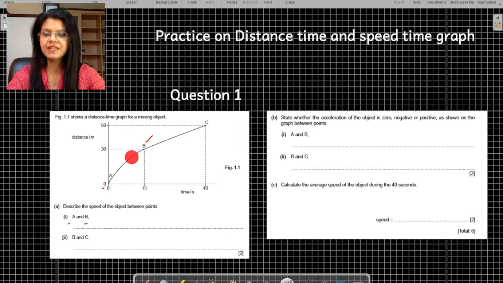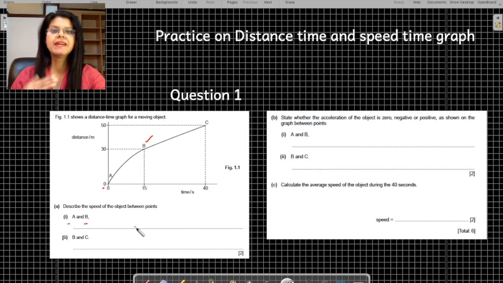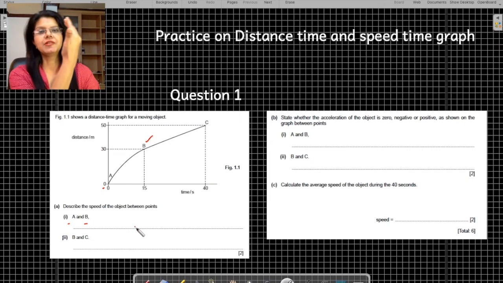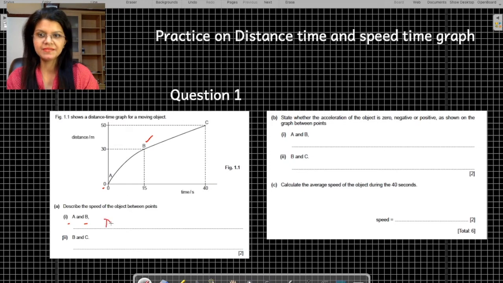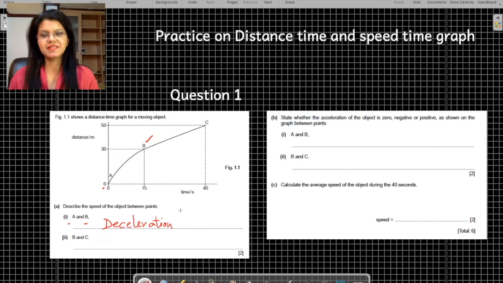What kind of a pattern of the graph do you see between point A and B? It is a curve, right? It is a curve, and we understand that the curve can be of two types, a downward going curve or an upward going curve. But the curve here in this case is a downward going curve. So downward going curve automatically means that this is a deceleration happening here. You can say deceleration or you can say decreasing speed. Decreasing speed same as deceleration.